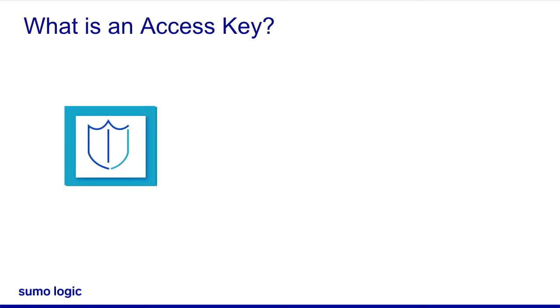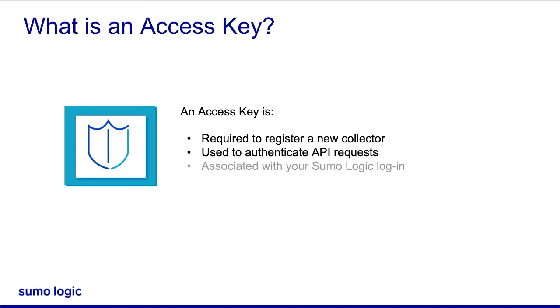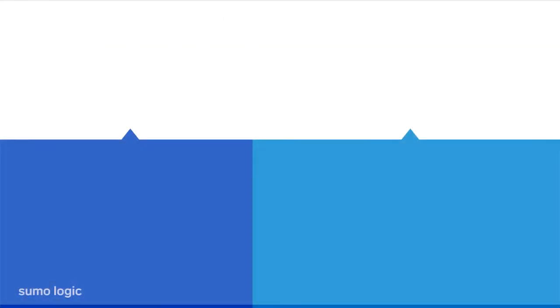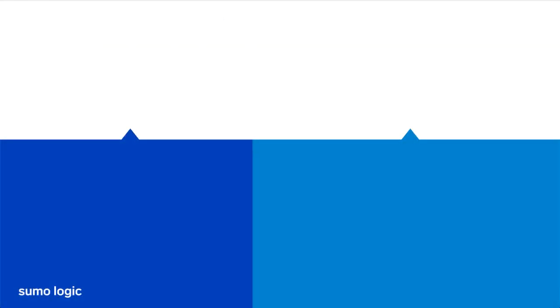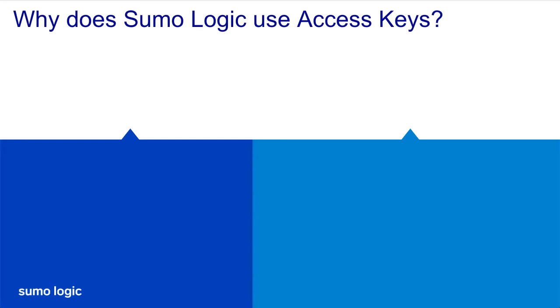In Sumo Logic, you must supply an access key when you register a new collector and when you use Sumo Logic APIs. It is associated with your Sumo Logic login and should never be shared with other Sumo users. Why does Sumo Logic use access keys over traditional username-password credentials?